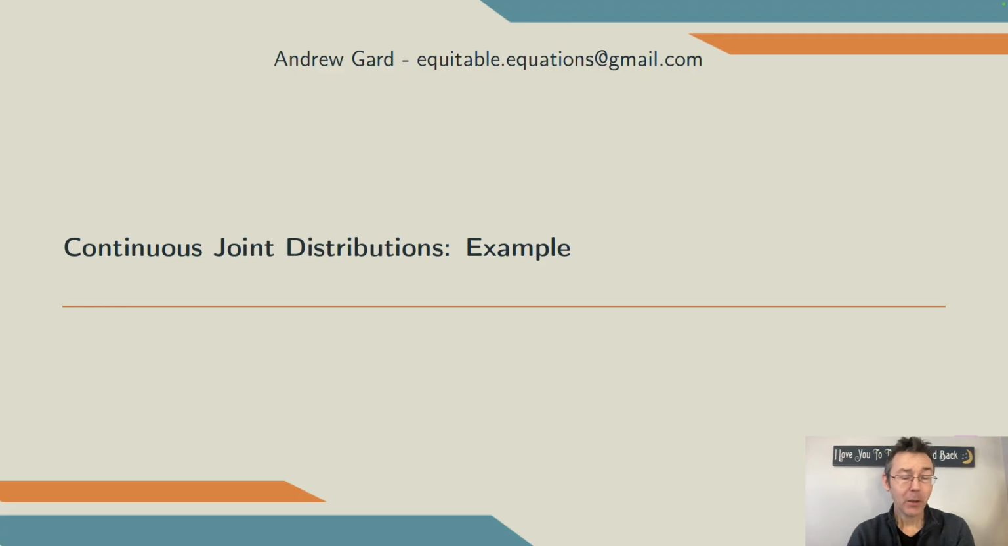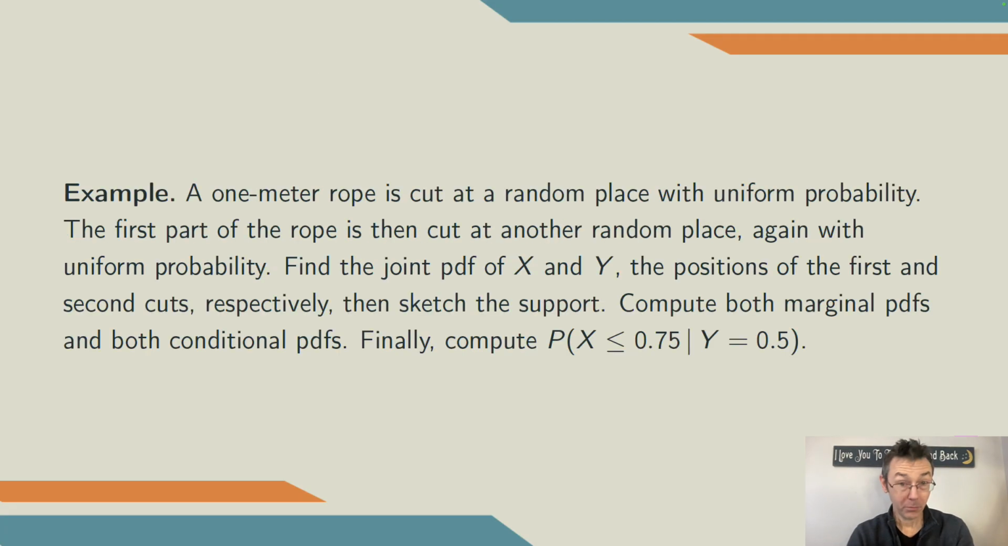Hey everybody. Today we're doing an example problem using a joint distribution of two continuous random variables. Here's the problem we're going to work on.